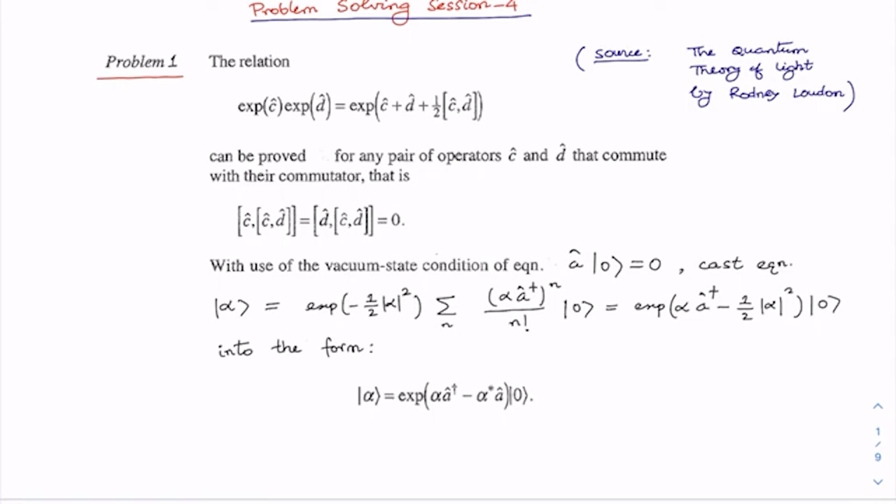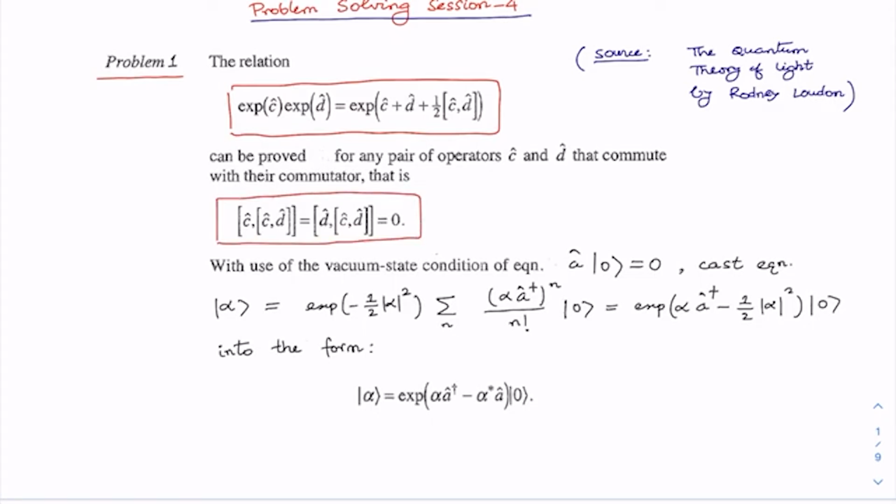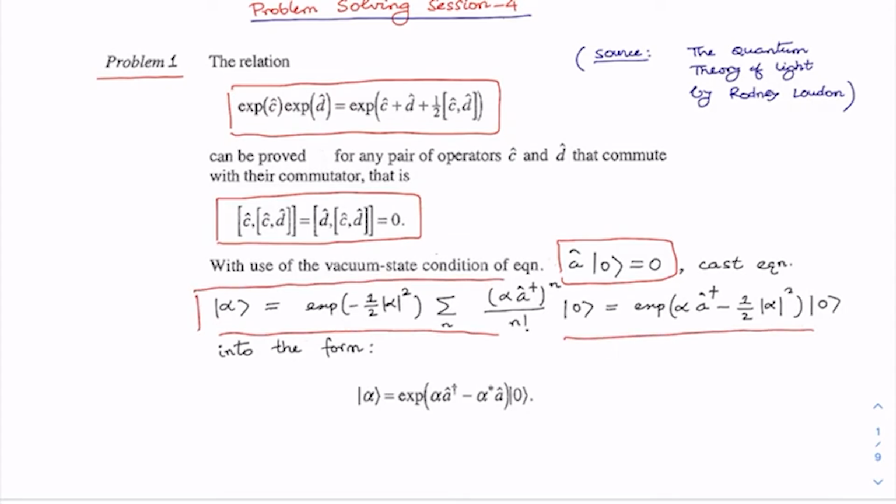An operator relation is given, and this relation is valid provided the operators C and D satisfy these commutation relations, and using it also with the vacuum state condition. That means when an annihilation operator operates on the vacuum, you know that you get 0. Then you have to cast this well-known equation for the coherent state. This relation we all already know. We have to put it in the form like this. Okay, let us do it.